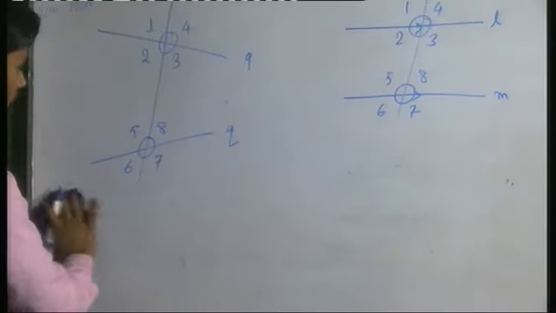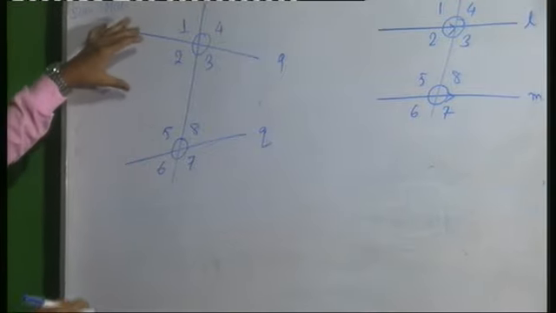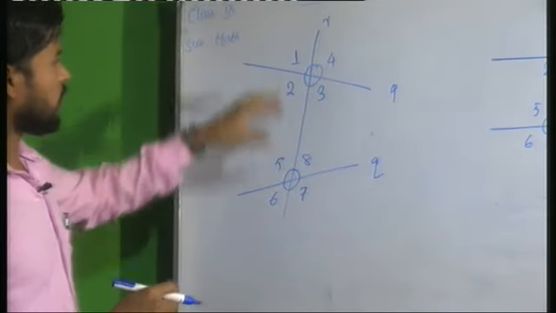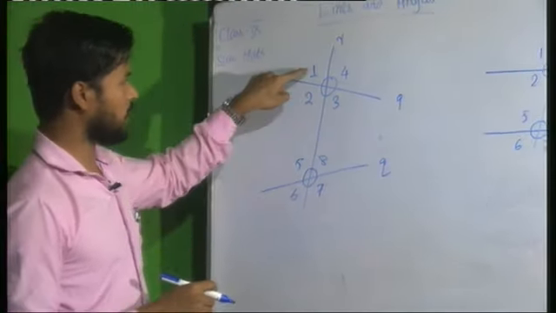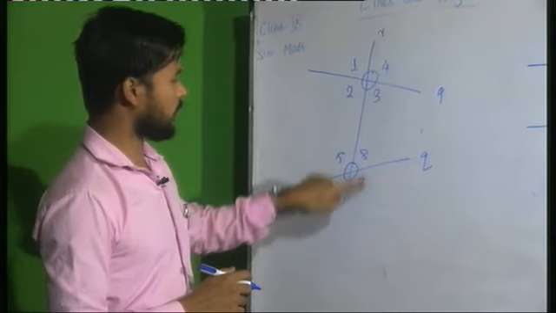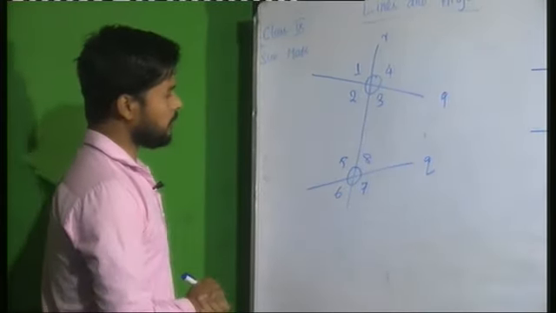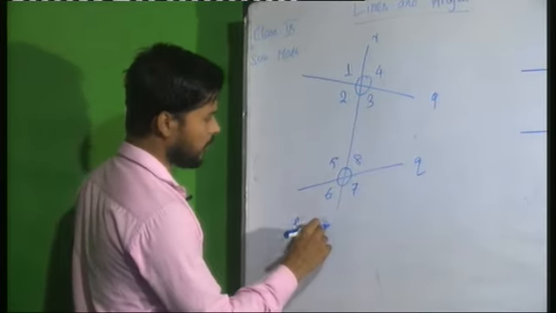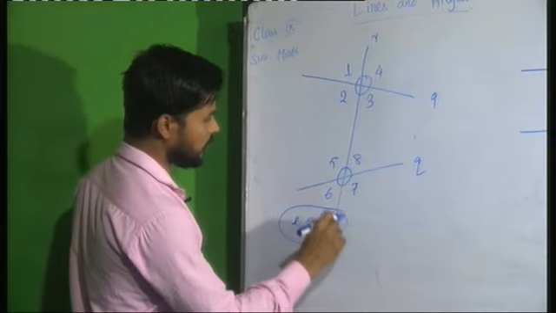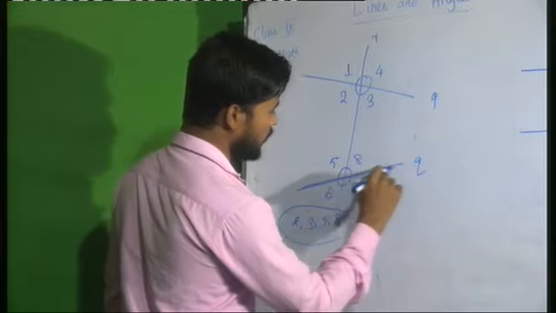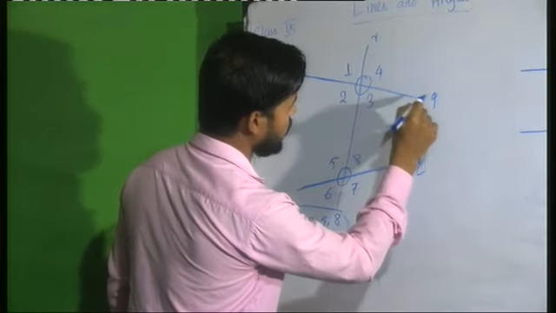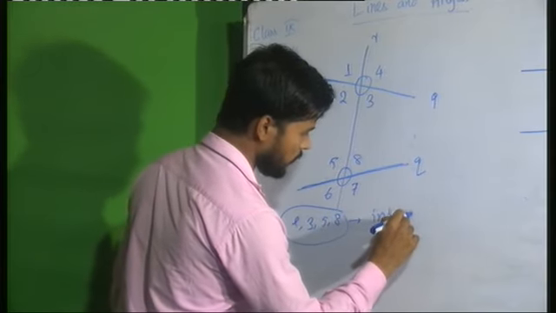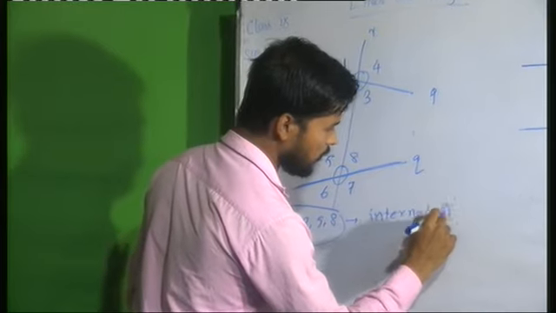Next, look, whenever we draw one transversal which intersects two parallel or non-parallel lines, there will be 8 angles. I have given them names 1, 2, 3, 4, 5, 6, 7, 8. Now out of these 8 angles, 4 angles, namely angle 2, angle 3, angle 5, and angle 8, are lying inside these two lines Q and P. So these angles are called internal angles.